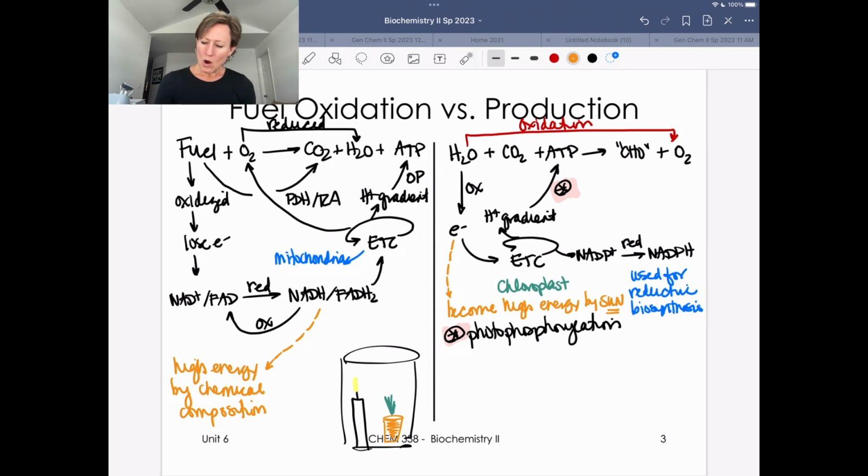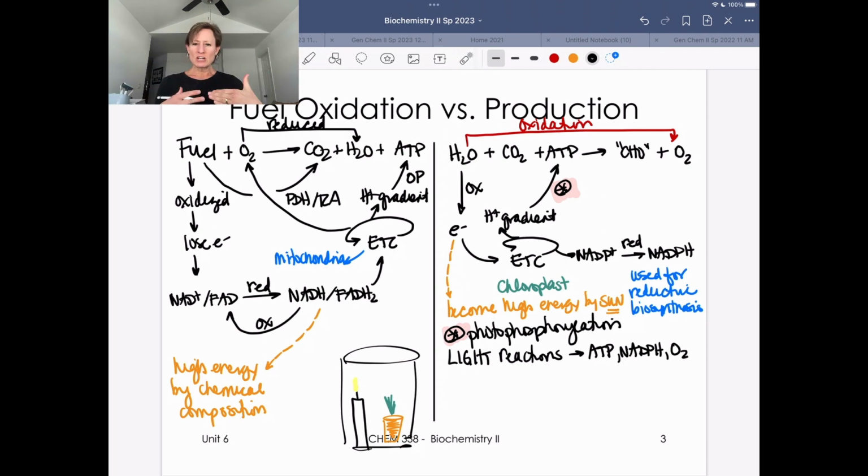Okay, so what we've actually shown here with the synthesis of NADPH and the production of ATP using a proton gradient is what we refer to as the light reactions. So these light reactions ultimately generate ATP, NADPH, and then oxygen. So those main energy molecules, ATP and NADPH, are made in the light reactions.